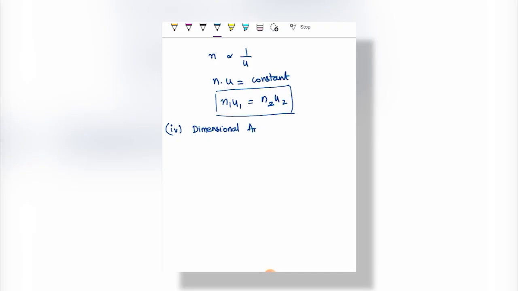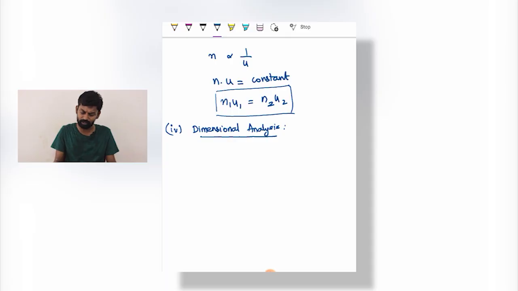Our next application is dimensional analysis. I will solve it later in a separate video when we are doing numericals about using this dimensional analysis. Right now, I will tell you how we actually use this dimensional analysis. There is a physical quantity P, and there are physical quantities X, Y and Z.